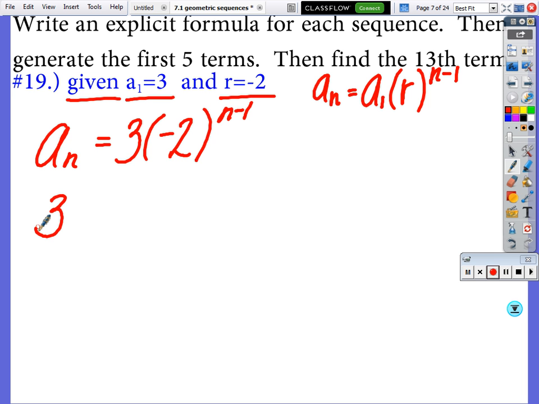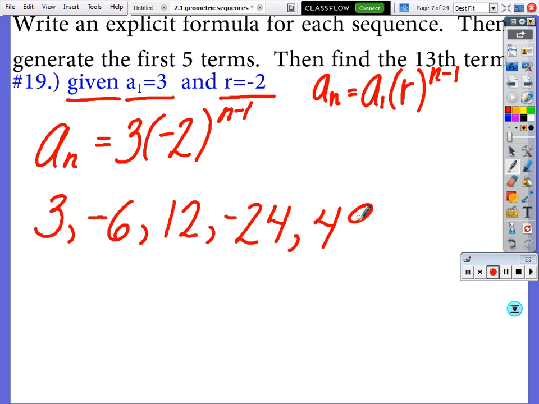-2. So I'm just going to go through, that's not that many, 5. I'm just going to multiply by -2 each time. Does that make sense? So 3 times -2 is -6, guys. And then times -2 is 12. Times -2 is -24. And then times -2 is positive 48. Very good.